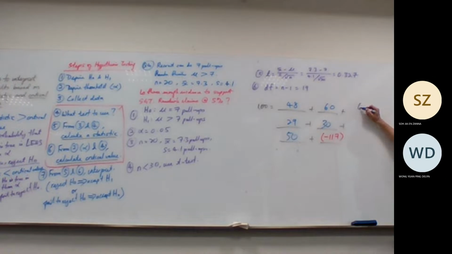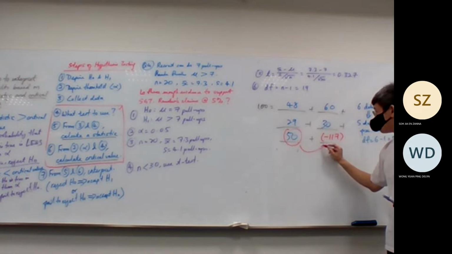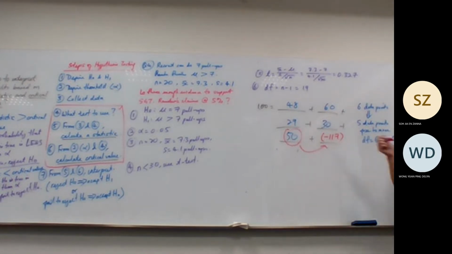So if you have 6 data points, n minus 1, you have only 5 data points that are free to move, which means that degrees of freedom is 6 minus 1 equals 5. You understand why now? If you have 6 data points, the moment you put in the 5th number, the 6th number is fixed for you by the equation. It is no longer free to move. That's why it's n minus 1 in this case.